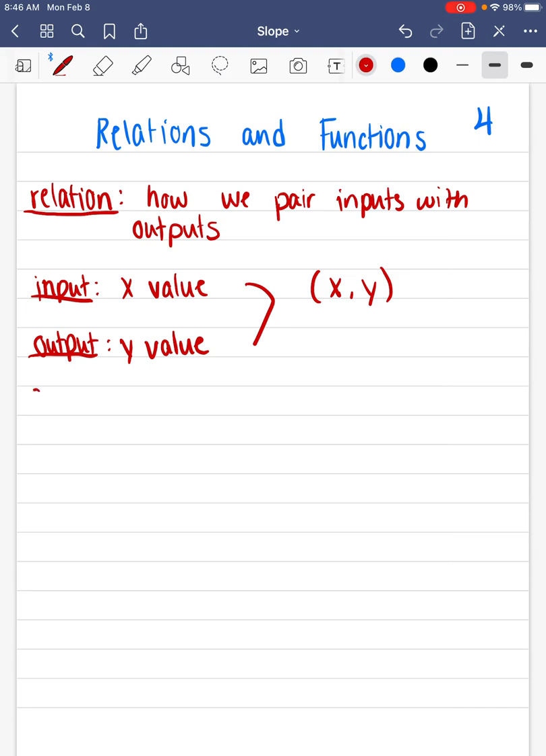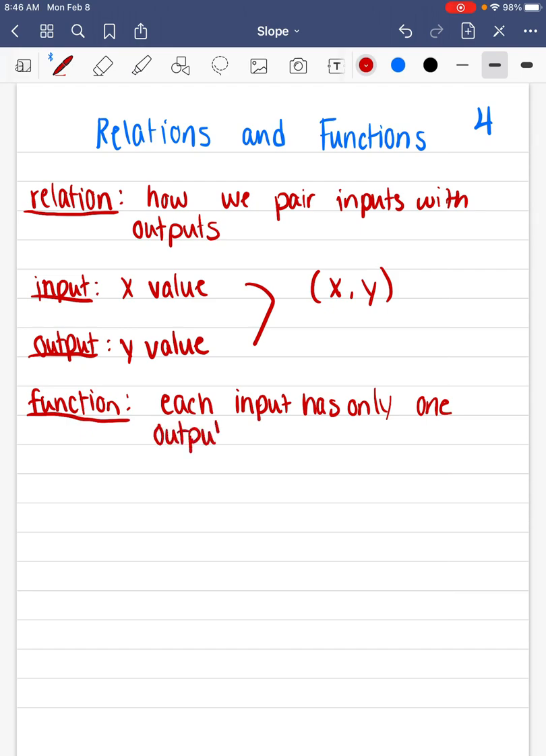Next, we're going to talk about what a function is. So a function is a special type of relation. And this special type of relation is where each input has only one output. So basically for functions, we have a rule for how x's and y's can be paired. And for relations, we're just pairing them up and seeing how they're paired. So now we're going to go through some examples of relations and some examples of specifically functions.